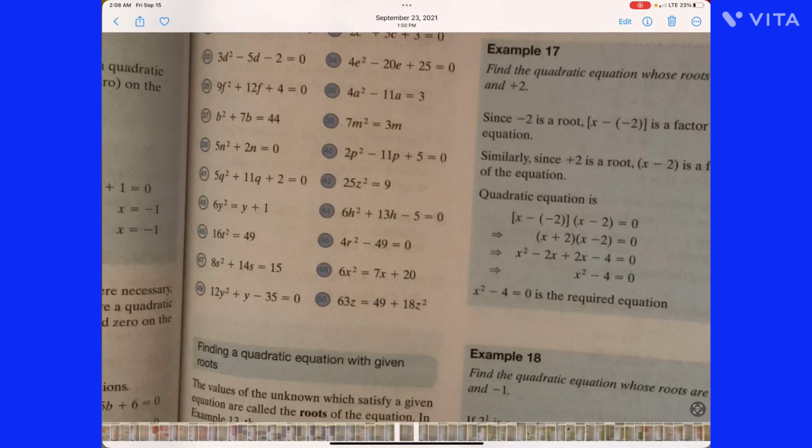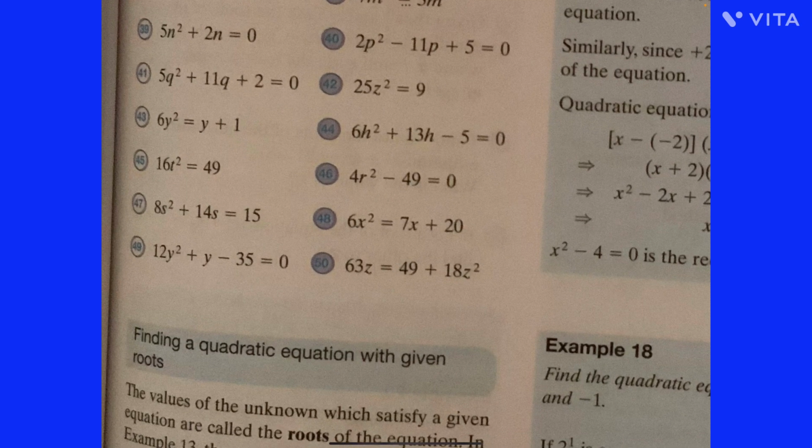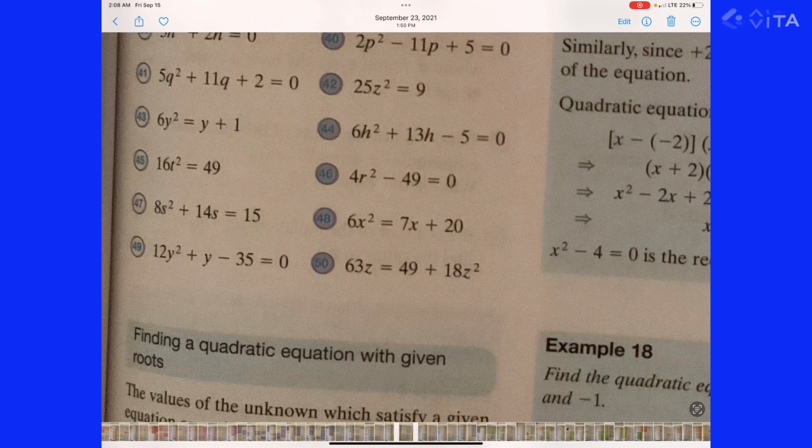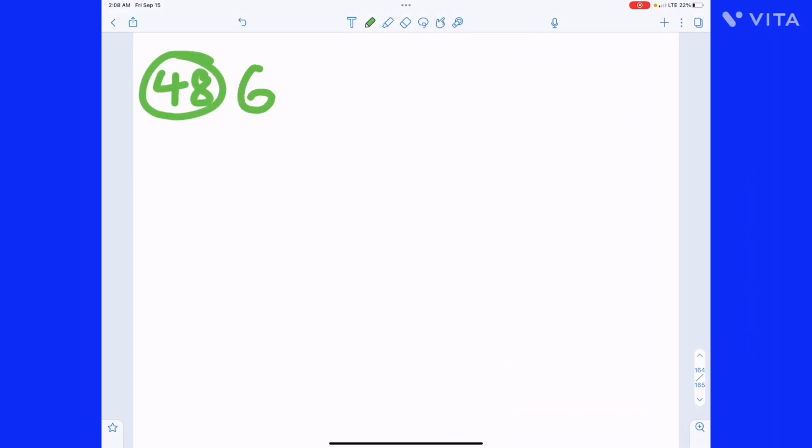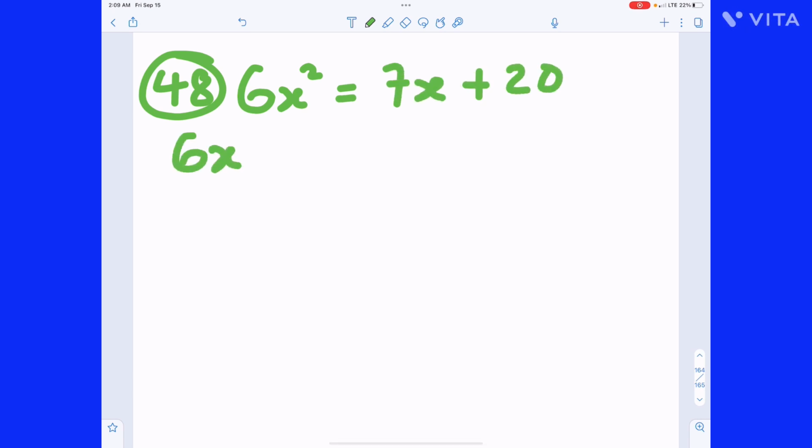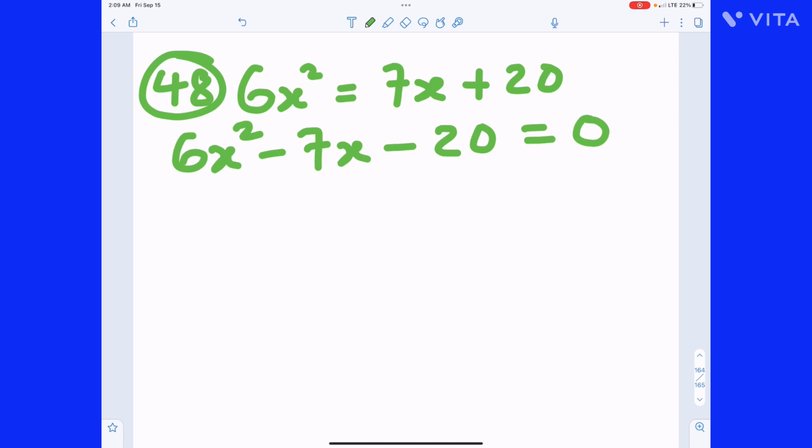Let's go to question 48. We are rounding off gradually. 48 is 6x squared is equal to 7x plus 20. We collect all the terms to the left: 6x squared minus 7x minus 20 is 0.